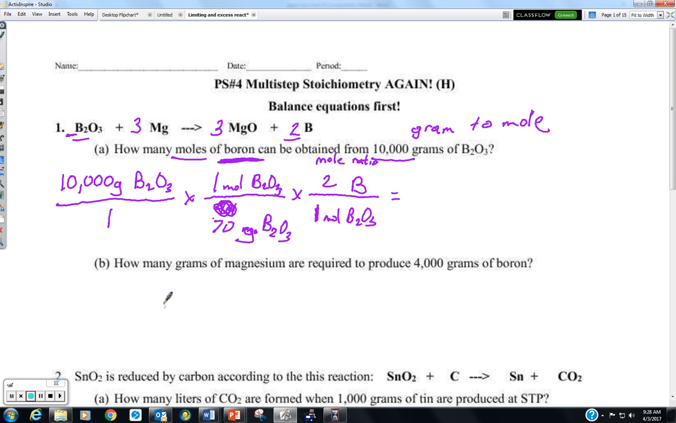All right, going for part B. Part B says how many grams of magnesium are required to produce 4,000 grams of boron. So this one is going gram to gram. All right. Now we're given a new set of information here. We're not worried about A in this particular context. So we're going to look at just the new set of information. So we have 4,000 grams of boron.